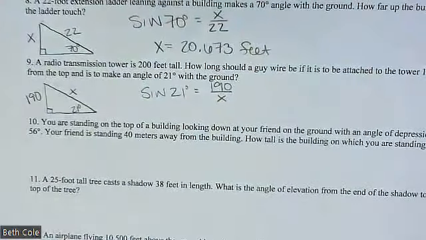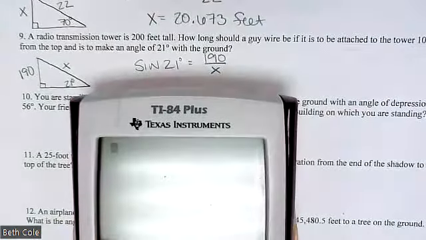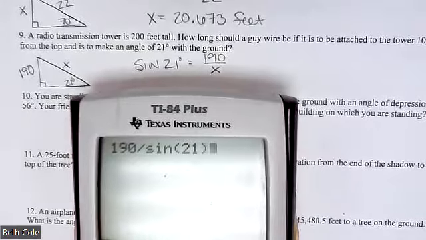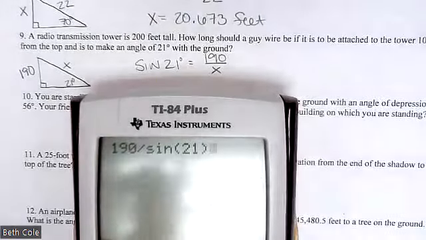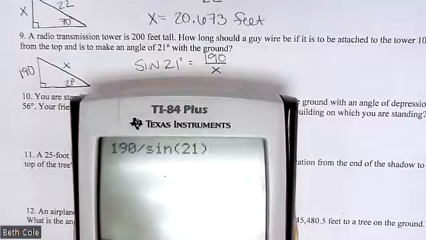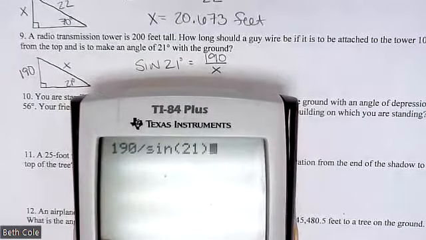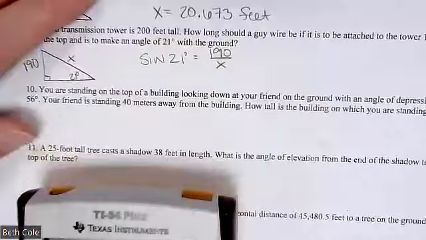So how do you type that one? Good, perfect. 190 divided by sine 21. And hey guys, you're all doing this. This hasn't been a problem yet, but sometimes I get to a point where people just wait until I type it in and copy my answer. Don't do that. Typing it is a skill you need to have. I can't help you type it when you're taking a quiz or test. So please type them with me. Okay, I got 530.181.